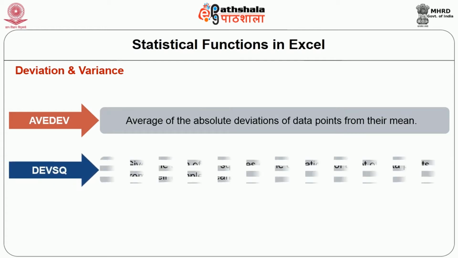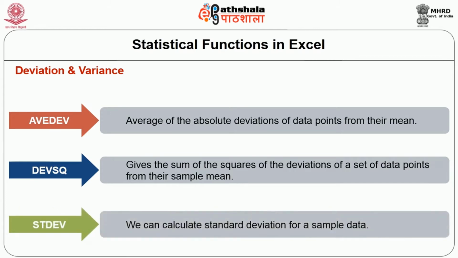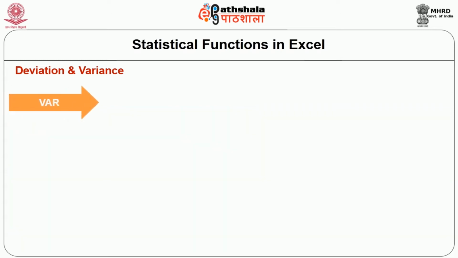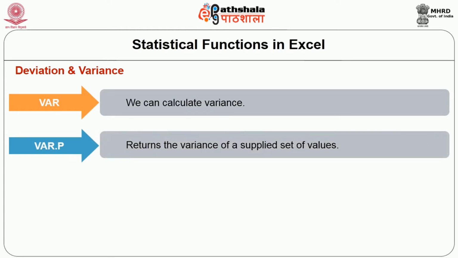DEVSQ. It gives the sum of the squares of the deviations of a set of data points from their sample mean. STDEV. We can calculate standard deviation for a sample data. VAR. We can calculate variance. VAR.P returns the variance of a supplied set of values.